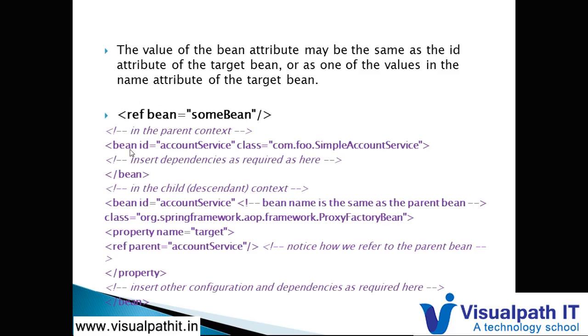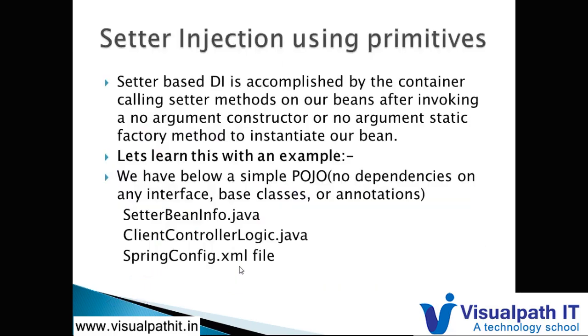For example, see here, if the bean ID is equal to account service, class is equal to com.foo.simple account service. Here the ref parent is equal to account service. Means it is referring to the parent bean here. This name and this name both are same, account service. Some bean is just an example. This is the actual real world example where the account service is the bean name and the parent name just follows this. This ref parent is just the name of the parent bean.